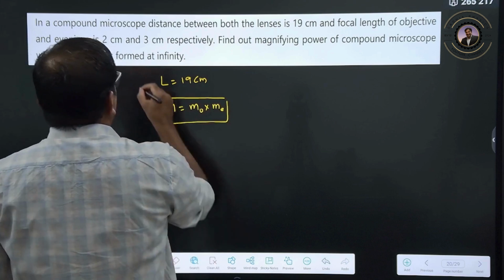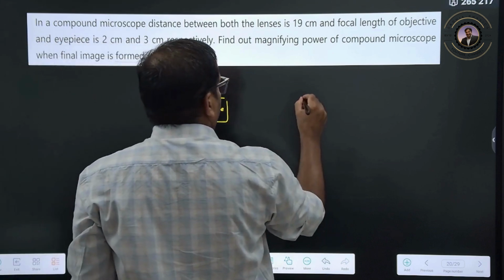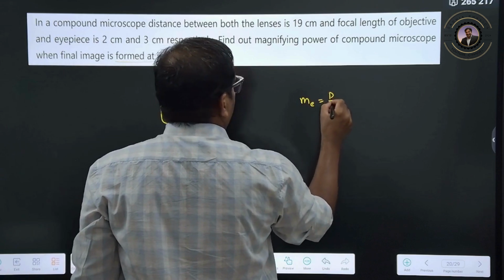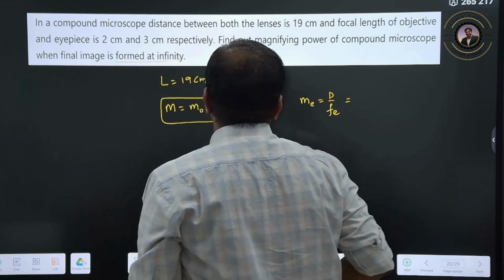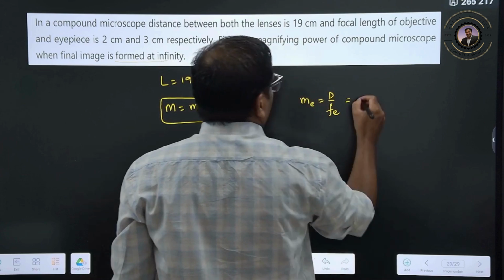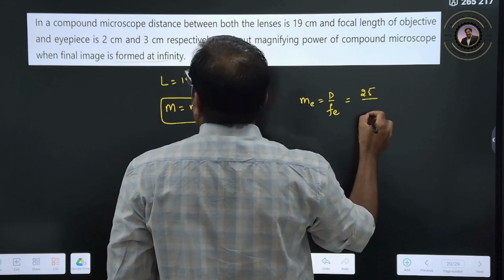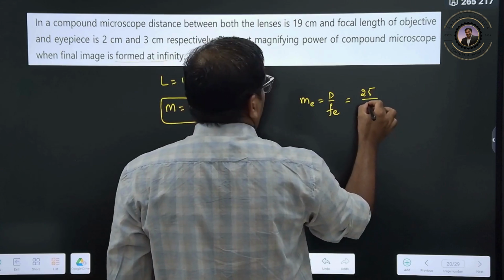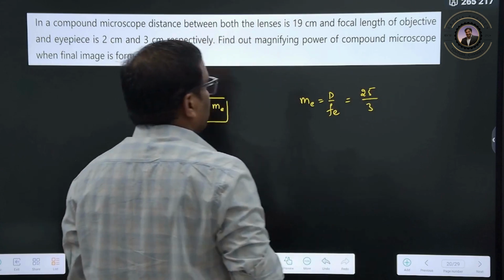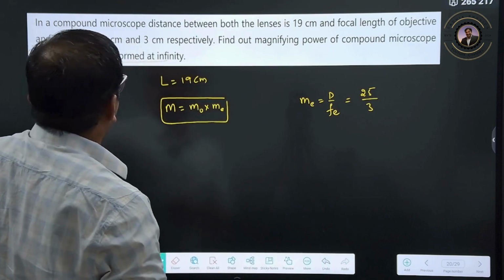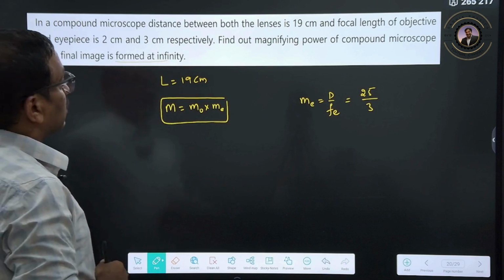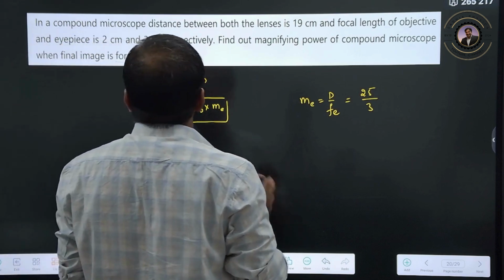The final image is at infinity, so what you can write is M_E equals D by F_E. D is 25, as you already know. Objective is 2 and eyepiece is 3. So M_E is 25 by 3. Here the final image is at infinity.